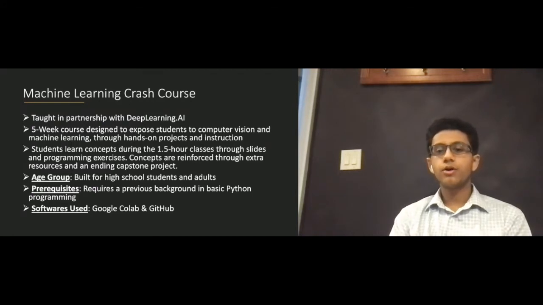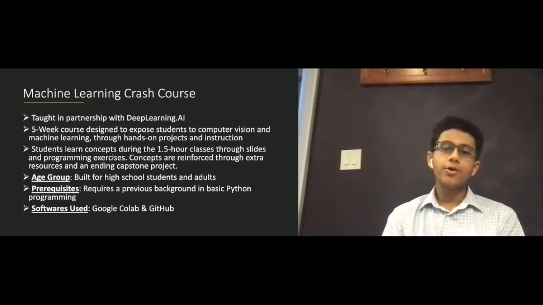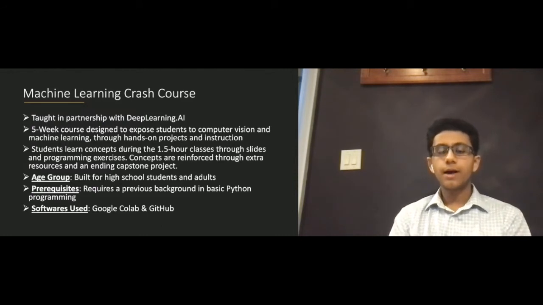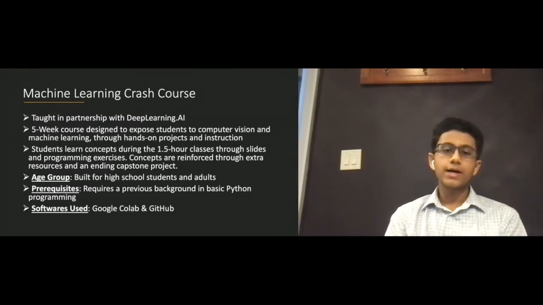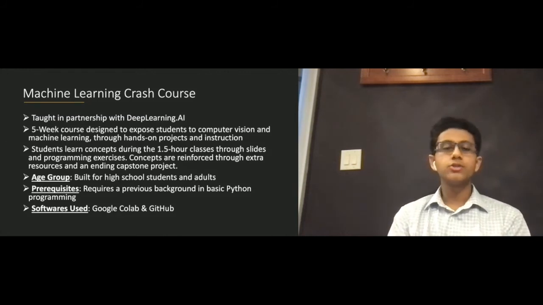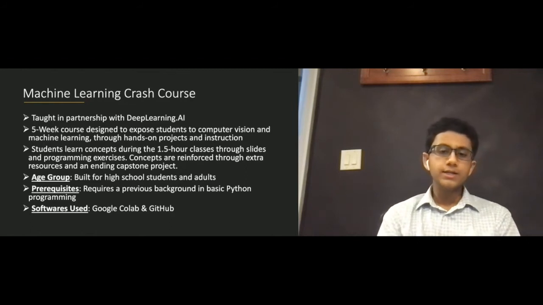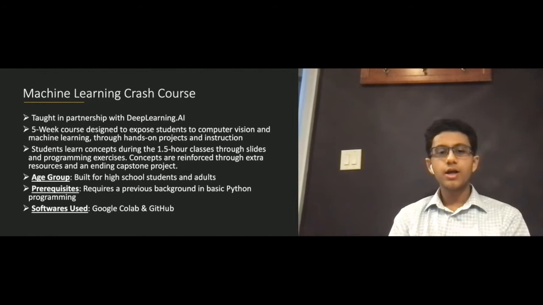The students learn those concepts during the class, and then they're reinforced through extra resources outside of class that we provide, as well as a capstone project, which we challenge the students to complete at the 5th class of the course. So that's how this course is structured. This course is designed mainly for high school students and adults. That's what we found works well because it requires a prerequisite of previous background in basic Python programming. So we use the background that students already have in Python, and we build upon it using machine learning techniques and machine learning concepts.